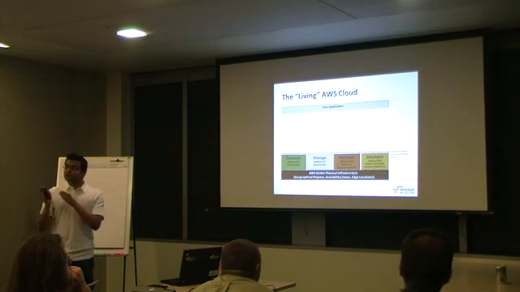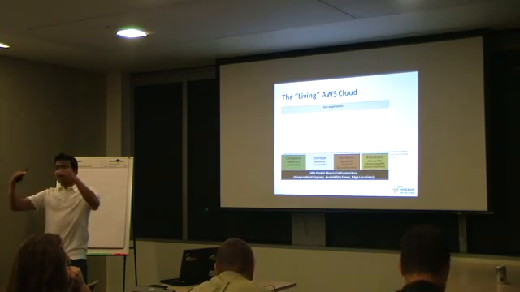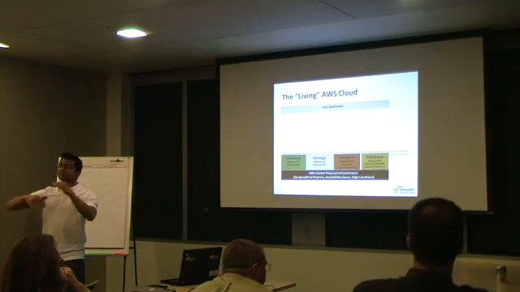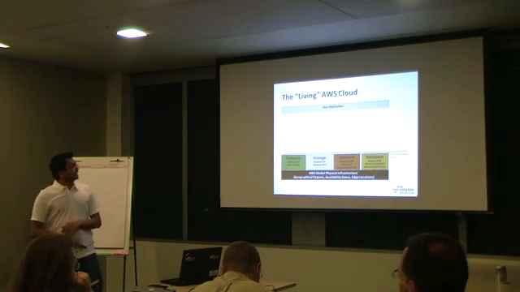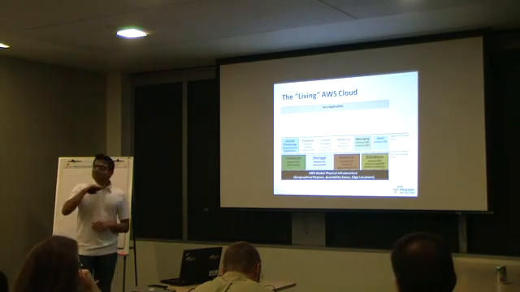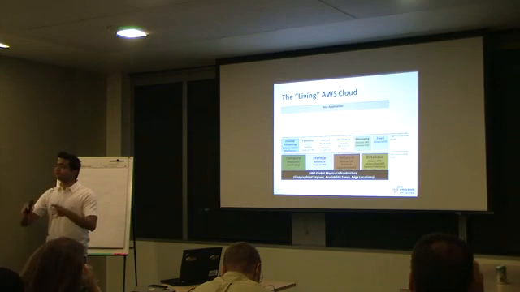ElastiCache is one of our newest services that we released two months ago. It's a distributed in-memory cache. It's nothing but Memcached. So you can have a caching layer built between your web servers, your app servers, and your database servers. On the higher-level building blocks, there are a variety of different services to do more specific tasks.